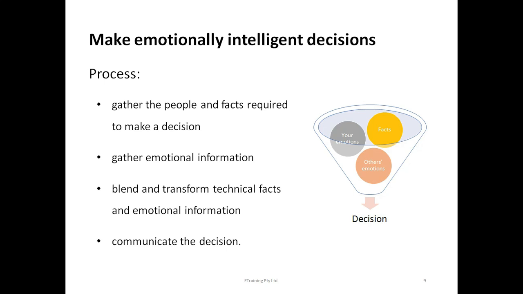Make emotionally intelligent decisions. So what does it mean? Definitely there are certain processes to make intelligent decisions. The process could be: gather the people and facts required to make a decision, gather emotional information, blend and transfer technical facts and emotional information, and communicate the decision. So when you decide something, make sure that you are not emotionally attached. You should detach your emotions when you're deciding something for your company.